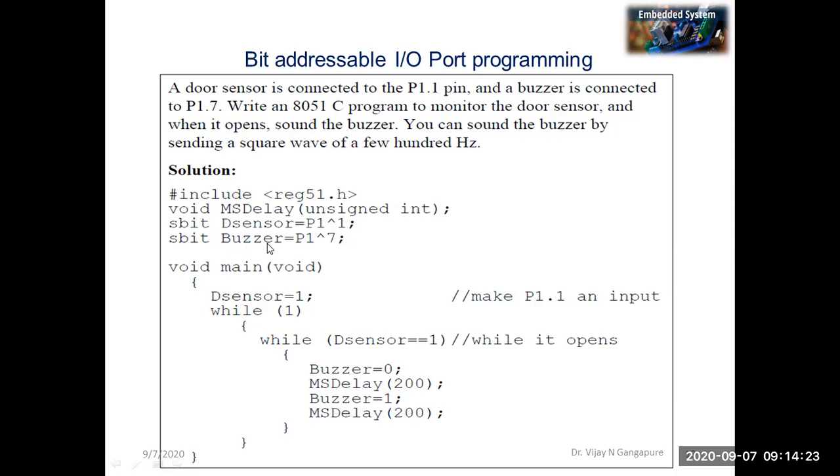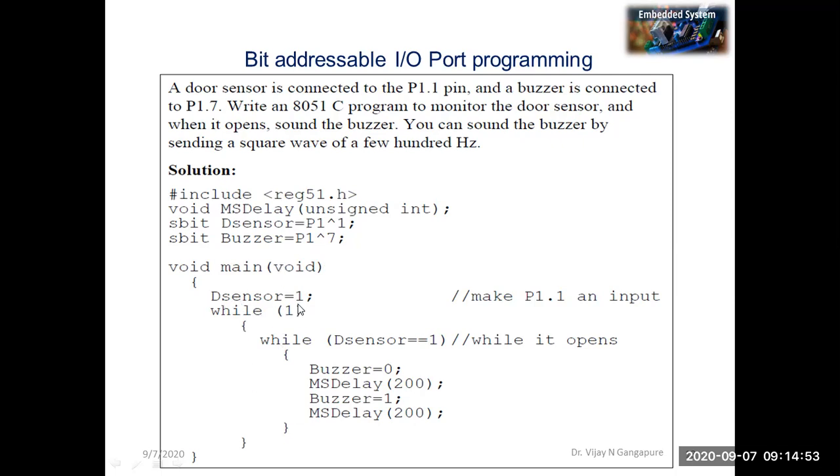And similarly, I am declaring buzzer as an sbit type of variable, to which I am assigning the address of pin number 7 of port 1, means I am representing pin number 7 of port 1 by using the buzzer variable, and pin number 1 of port 1 by using the Dsensor variable. Okay, from the program now I can use Dsensor and buzzer instead of P1^1 and P1^7. So this is the main program.